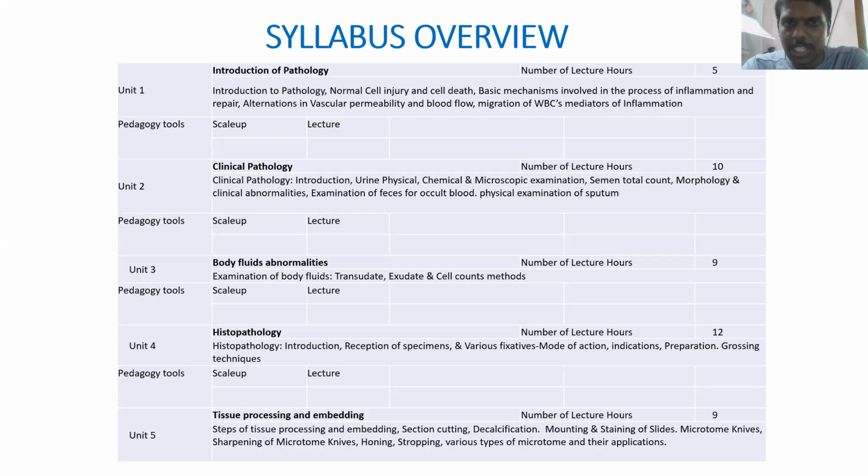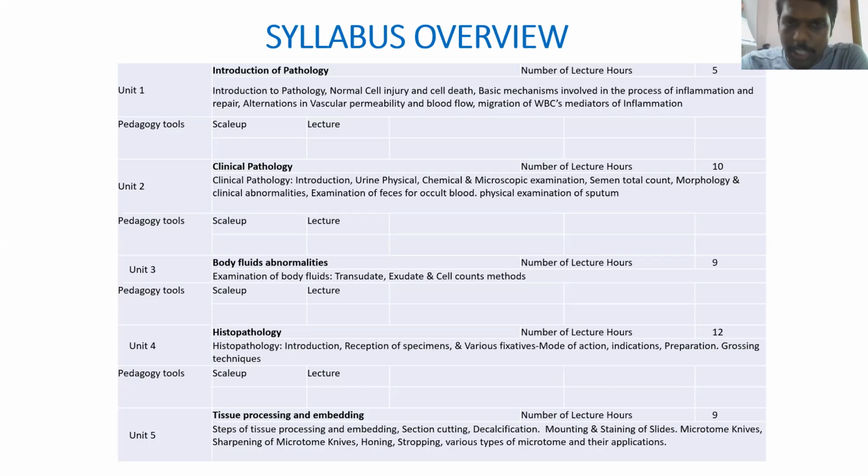So here we will study the body fluids. Particularly in unit 2, we have introduction to fluids. Then we have urine fluid examination. Urine includes a physical, chemical, and microscopic examination of urine. Then we have semen examination. Then we have occult blood detection, so occult blood in case of stool. And we even have physical examination of sputum. So these are the things that we studied.